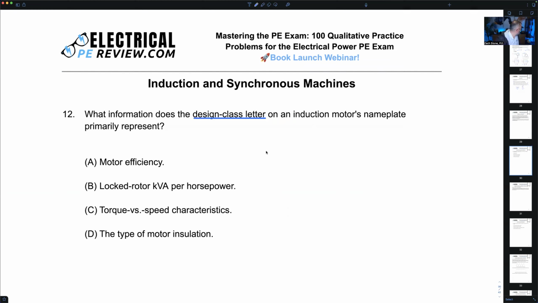And I've got a little itty bitty motor. Let's see if we can grab this. It's only half a horsepower, but it's still heavy. So, design class letter. I think it's like a 208 motor, and this motor says class B. It says code M and class B. We talked about what code M means in week one of this webinar.